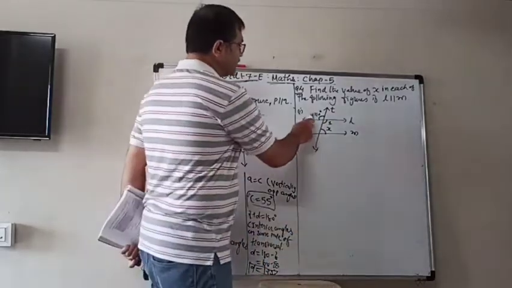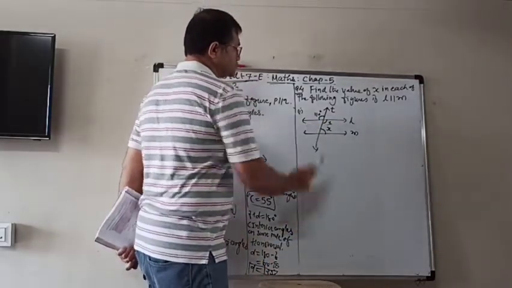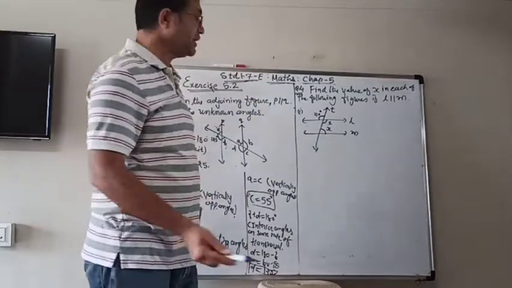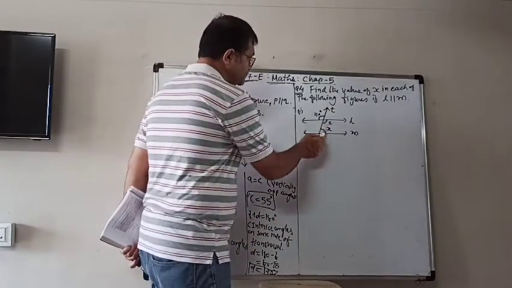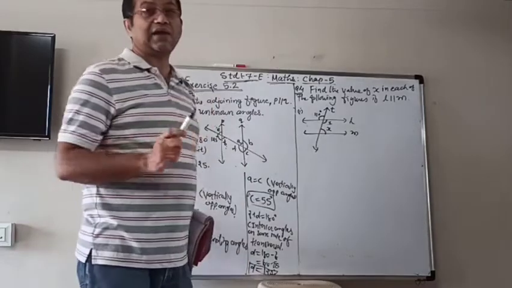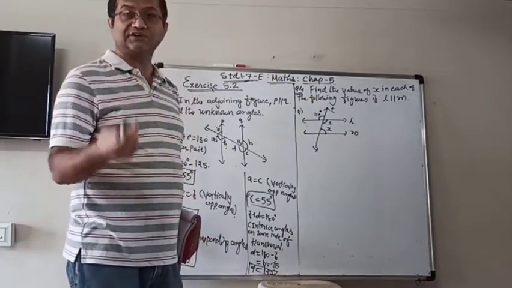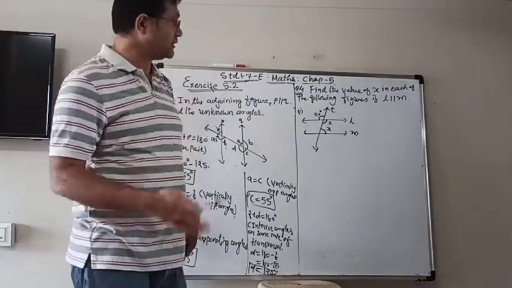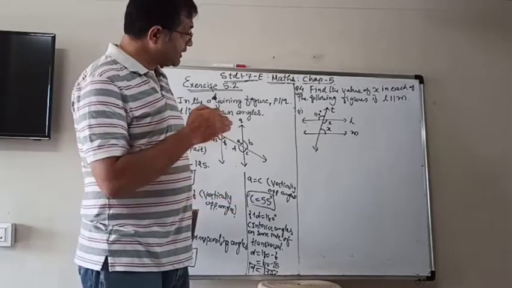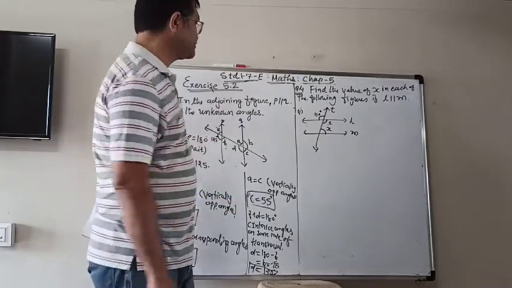Then that will be the vertically opposite angle. So it will be the same, 110, and then they will be interior angles on the same side of the transversal. They are supplementary. So not directly but indirectly, here we have to find.